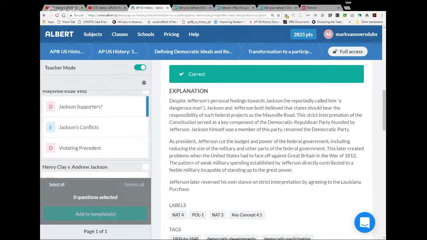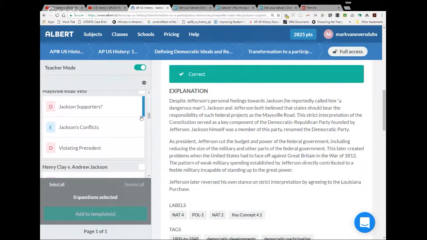Jefferson likes strict construction, unless it's the Louisiana Purchase, and he believes that this would not be permitted under the Constitution because there's no way it says that the federal government pays for roads. We know that Jefferson wanted to cut the power of the federal government. Jefferson's about the common man. But we also do know that Jefferson had to give up this for a time. So nicely done.